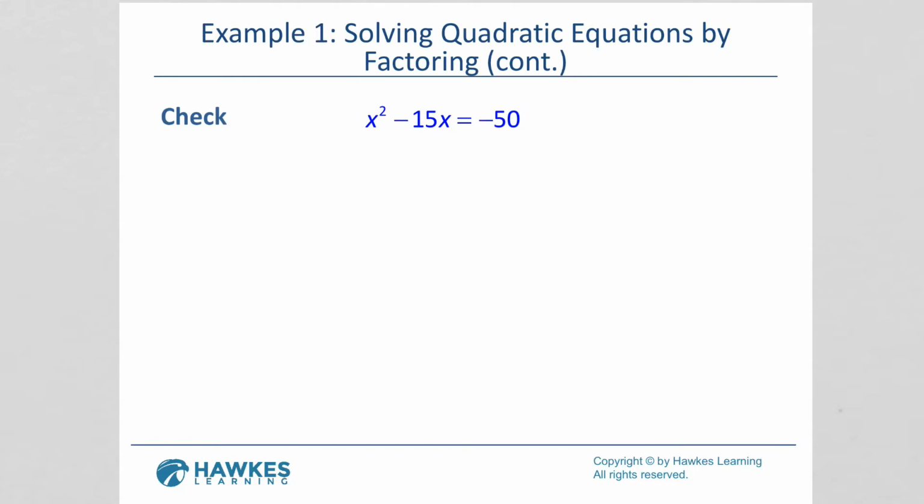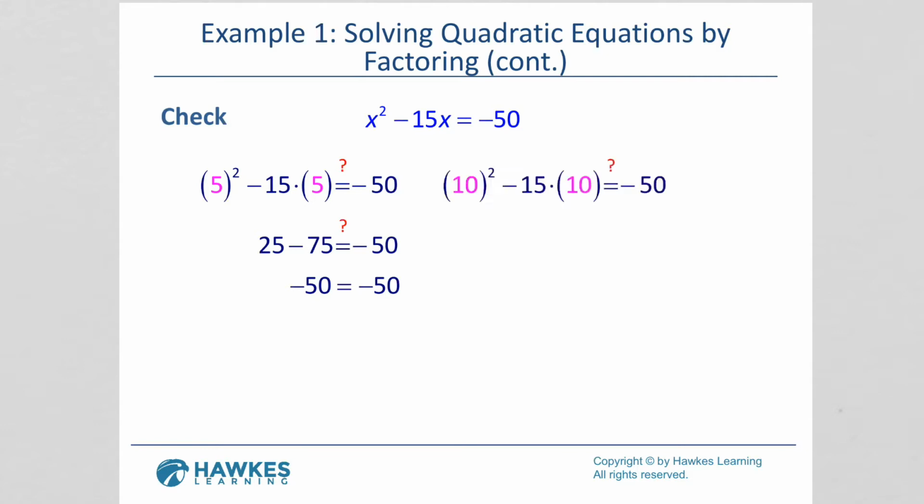Again, our original equation is x squared minus 15x equals negative 50. Plugging in 5, we have 5 squared minus 15 times 5. Does that equal negative 50? We get 5 squared is 25. Negative 15 times 5 is negative 75. Again, is that equaling negative 50? Yes, negative 50 equals negative 50, so the solution 5 checks.